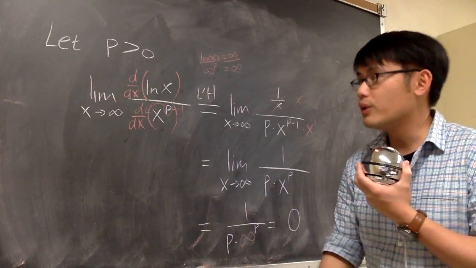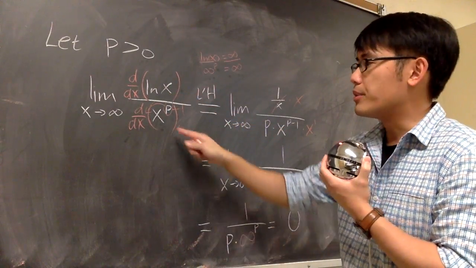And this will show you ln x is growing slower compared to x to some power.